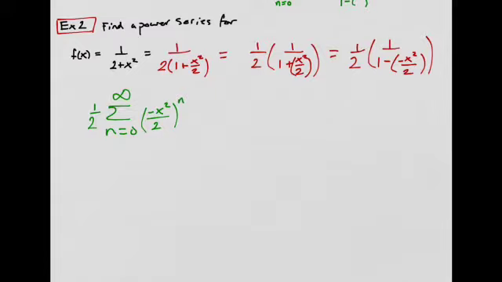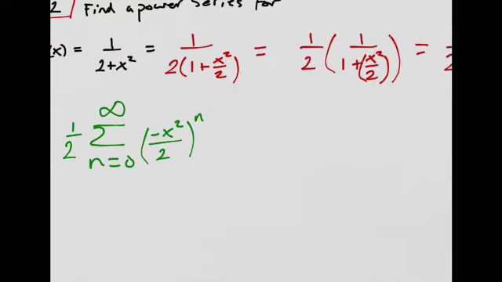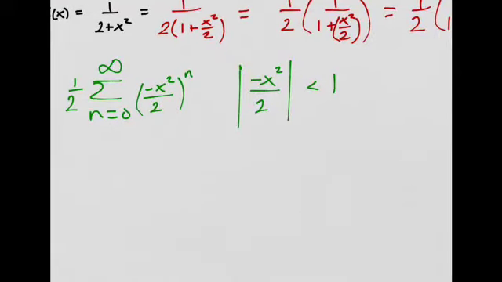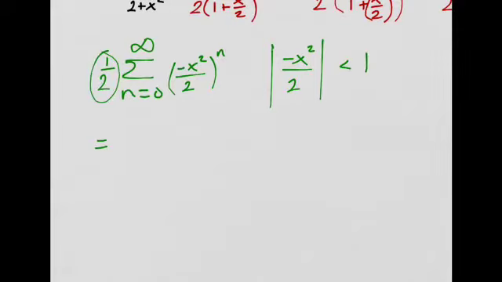But there's my power series representation. Now I'm going to simplify it a little bit. But I know that the negative x squared over 2, that's my r value. So that has to be less than 1 in absolute value. This will help me come up with my interval of convergence. So I have that. Now let's simplify. The 1/2 I'm going to bring to the inside there.